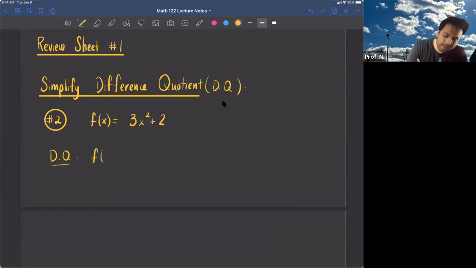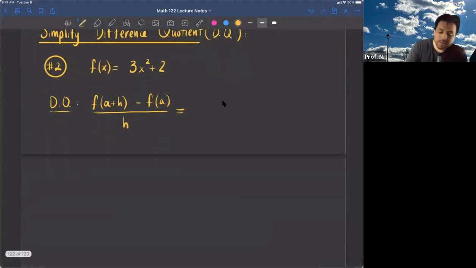So we have it as f of a plus h minus f of a, all over h, right? This is what I want to see. So the first step is to find what f of a is. But f of a is very easy to get because it's just plugging in a for x. So I get 3a squared plus 2. That's f of a.